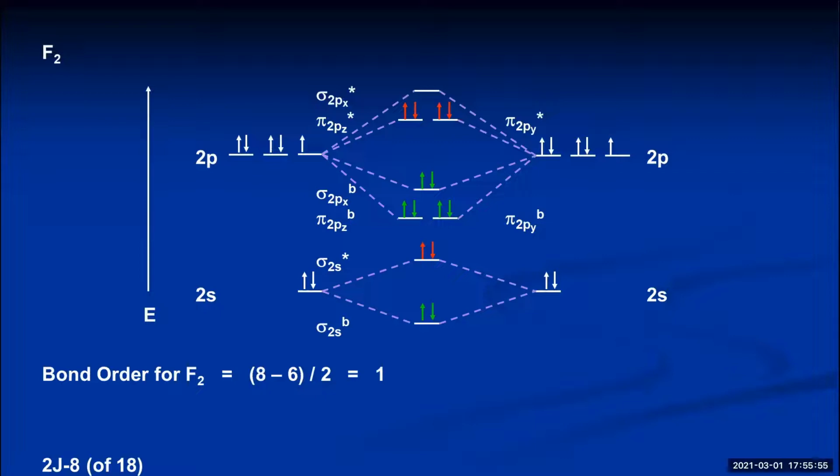This would predict a diatomic fluorine would have a single bond. All the electrons are found in pairs in the molecule. There are no unpaired electrons. Therefore, this would be a diamagnetic molecule.